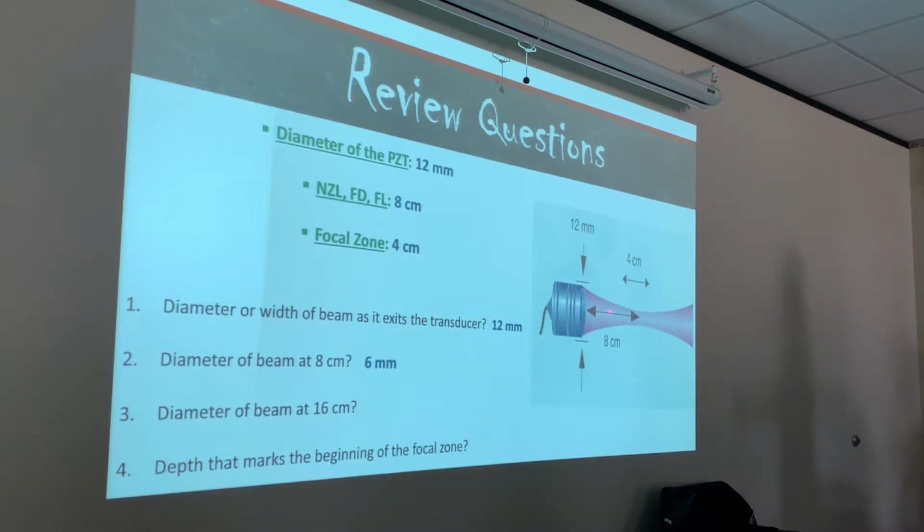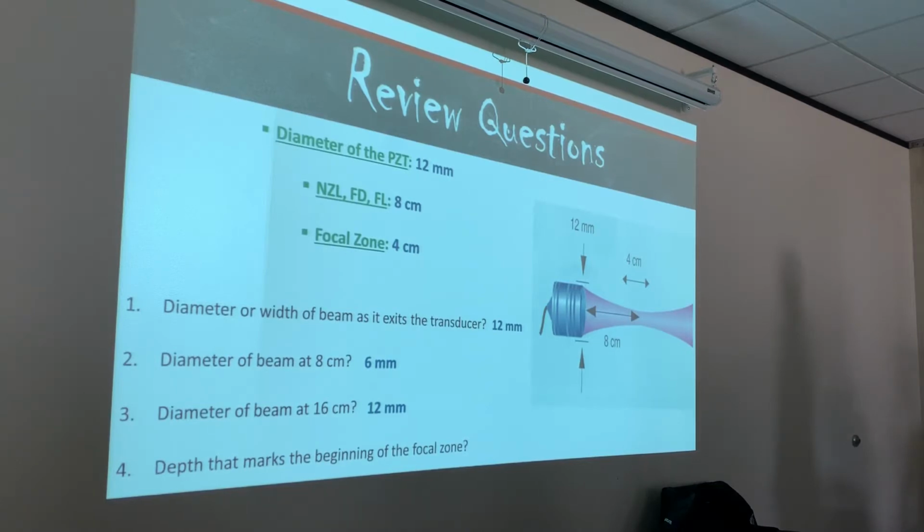Okay? So it's 8 centimeters from our transducer to our focus. Another 8 centimeters will be 2 near zone lengths, right? So that's going to be 16 centimeters. And our beam is going to be back to the size that it was coming out of the transducer, which is going to be 12 millimeters.